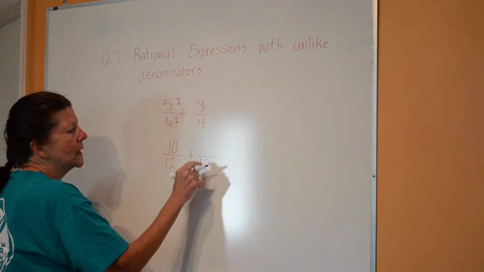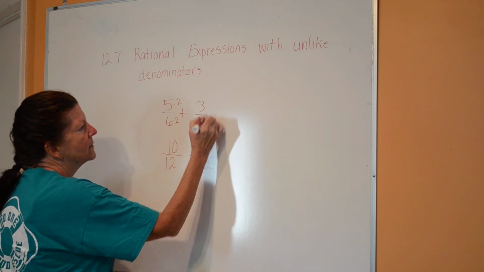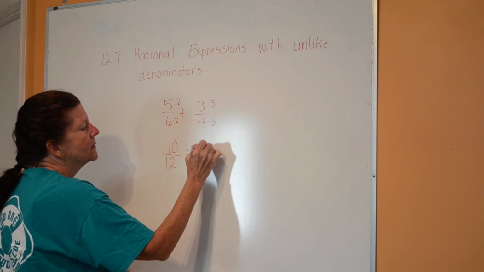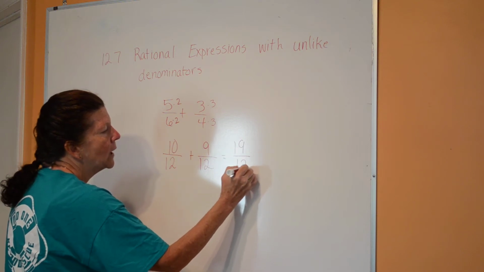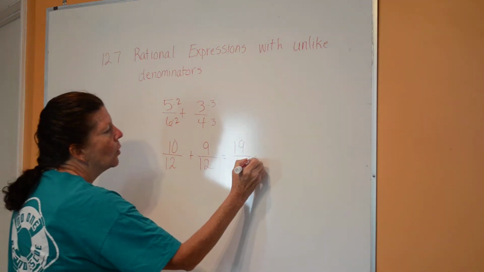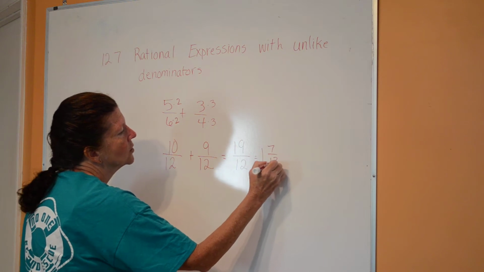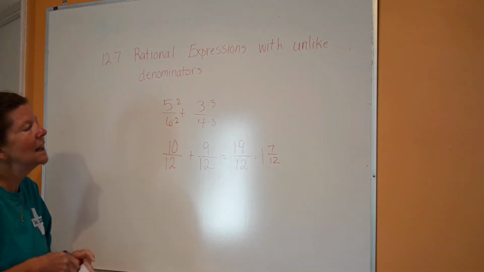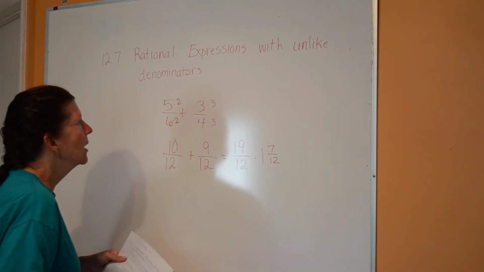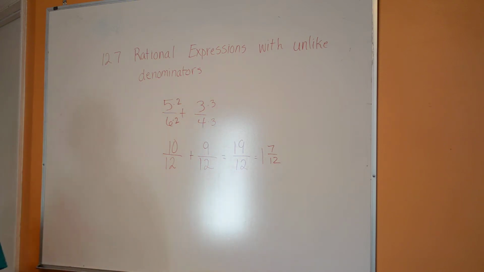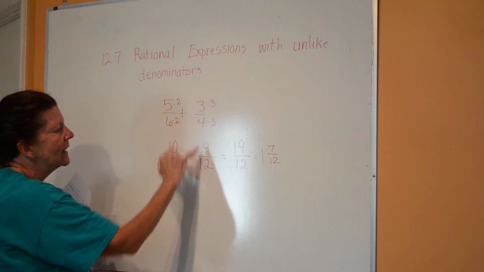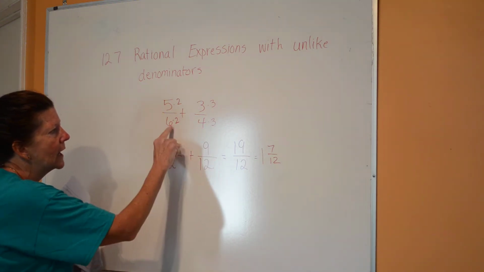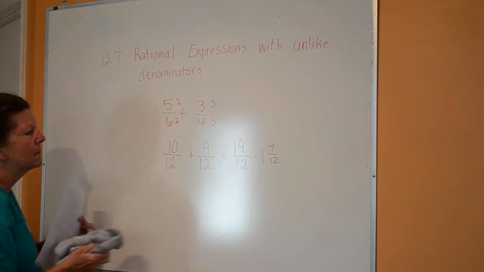Over here, 4 times what is equal to 12? 4 times 3. So 3 times 3 is 9. So the answer here is 19 over 12. You don't add the bottom numbers. Or 1 and 7 twelfths. Well, you're going to do a similar thing when it comes to adding rational expressions. But first we're going to work on how to find that least common multiple, okay? The number that both the bottom numbers will go into.